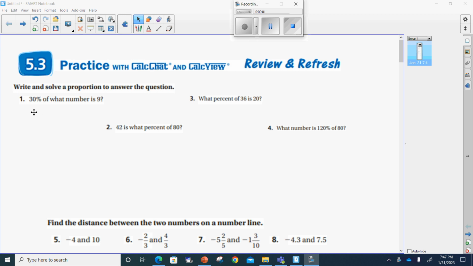Let's knock this out. I got all the odd ones, so let's begin. It says write in self proportions to answer the questions. 30% of what number is 9? That means I'm going to put my 30% up on top. I'm going to put my 100 on the bottom.